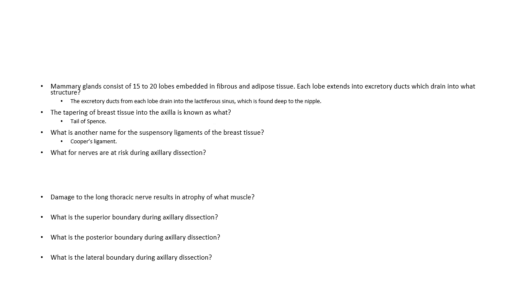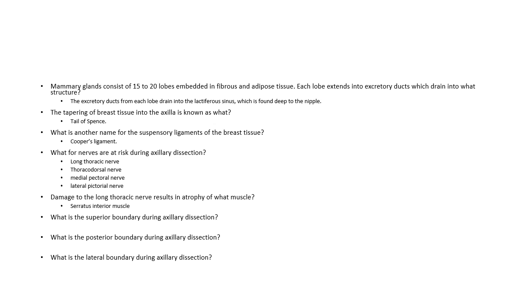What four nerves are at risk during axillary dissection? First, you have the long thoracic nerve. 2, thoracodorsal nerve. 3, the medial pectoral nerve. And lastly, the lateral pectoral nerve. So again, the four nerves at risk during axillary dissection are going to be long thoracic, thoracodorsal, medial and lateral pectoral nerves.